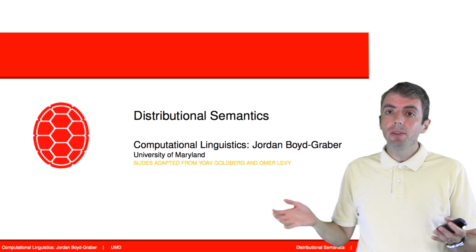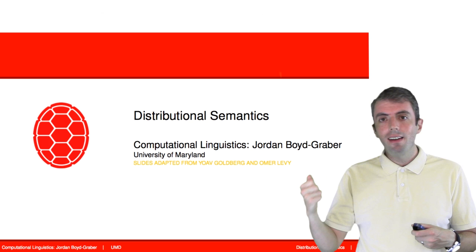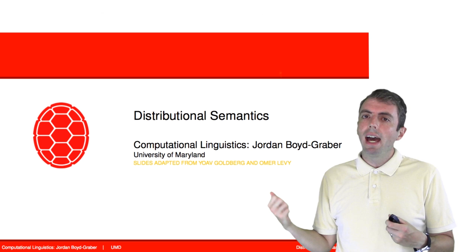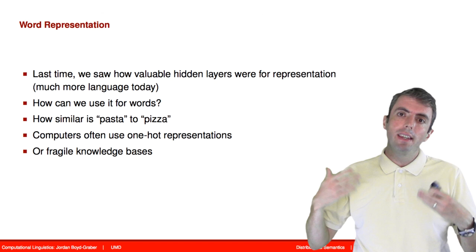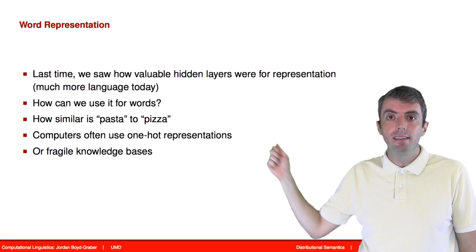So before we saw that in deep learning, there is a lot of power in these hidden layers of the deep networks. And the great thing about this is that these are learned representations. So can we have something similar for words? And if we had something like this, that could give us a lot of power. So for example, it could encode information like how similar is pasta to pizza.